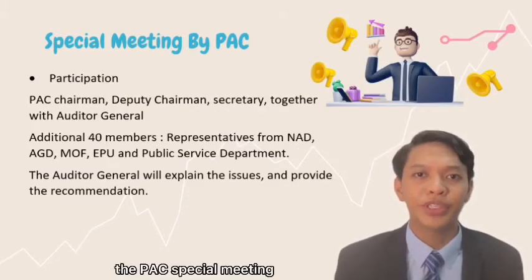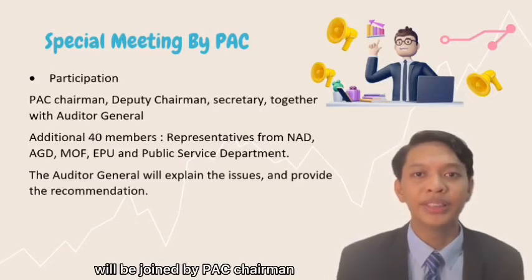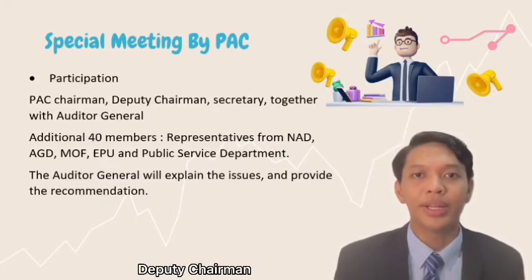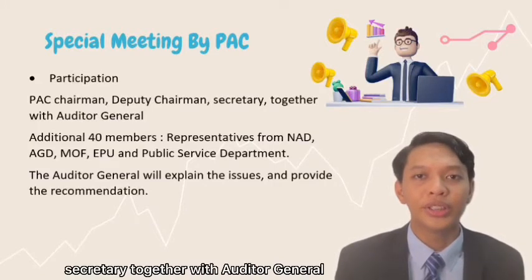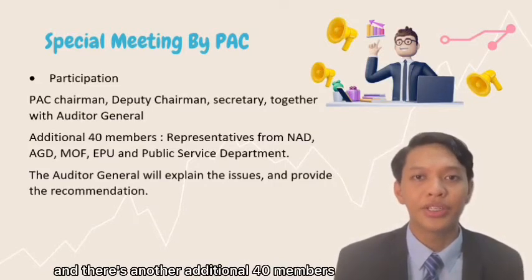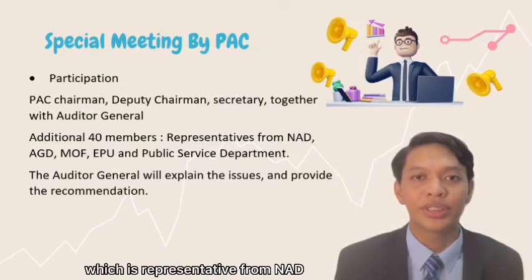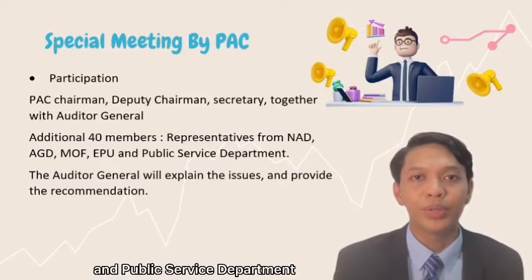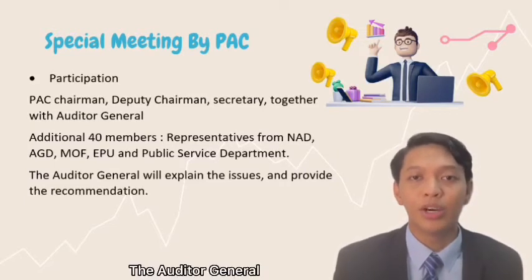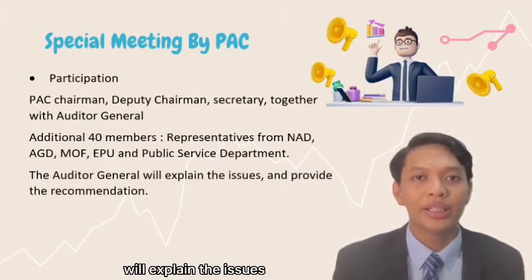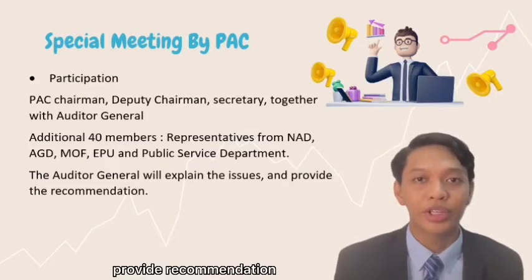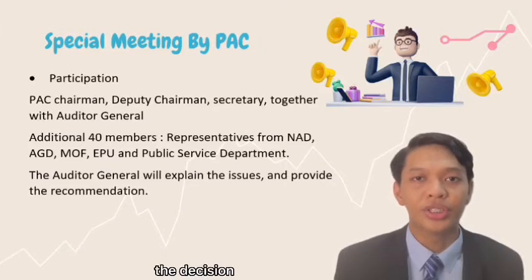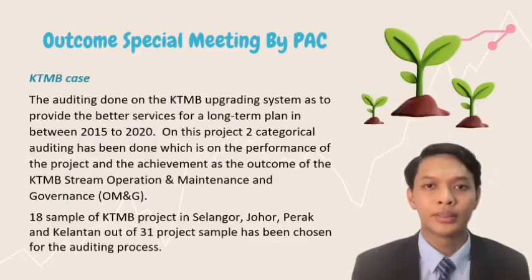The PAC special meeting will be joined by the PAC Chairman, Deputy Chairman, and Secretary, together with the Auditor General. And there are another additional 40 members, who are representatives from NAD, AGD, MOF, EPU, and the Public Service Department. The Auditor General will explain the issues and at the same time provide a recommendation, so they together will discuss and determine the decision during the investigation in the PAC special meeting.